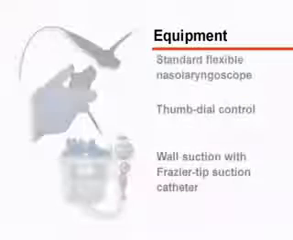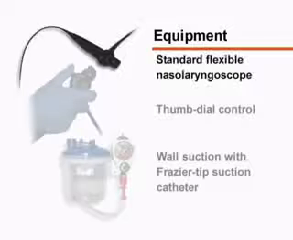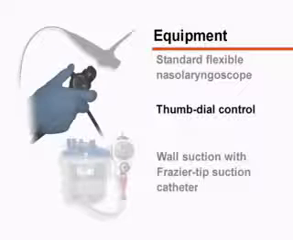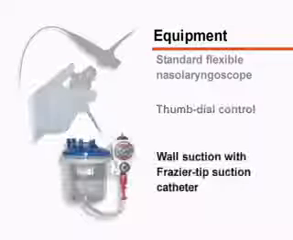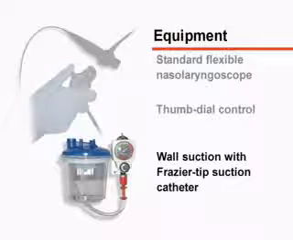For fiber optic laryngoscopy, obtain a standard flexible nasolaryngoscope. The endoscope has a thumb dial control to permit the examiner to deflect the tip up or down. When rotated 90 degrees, this thumb dial also allows the examiner to turn corners and to maneuver from side to side. A wall suction setup with a Fraser tip catheter should also be available.